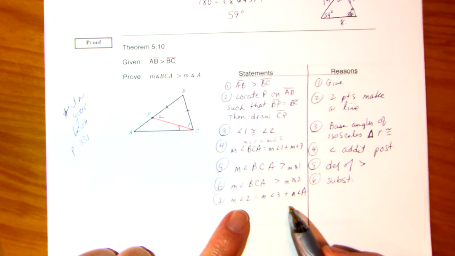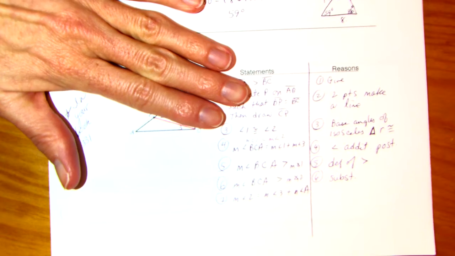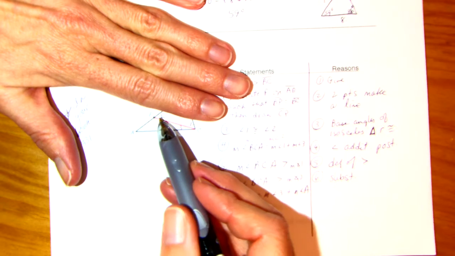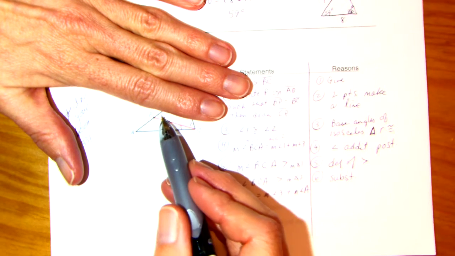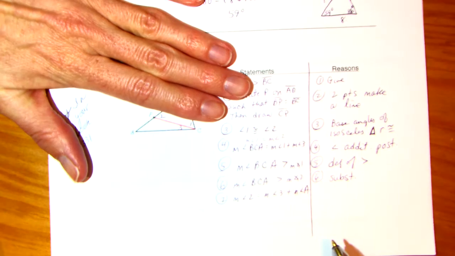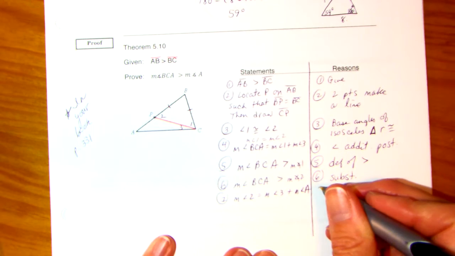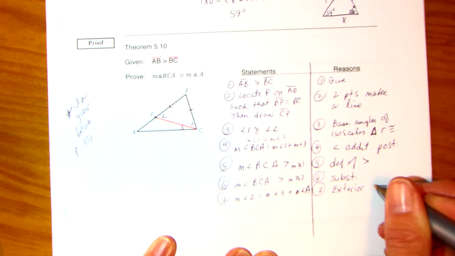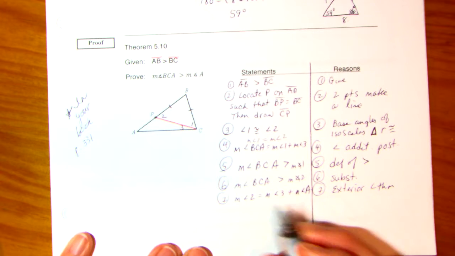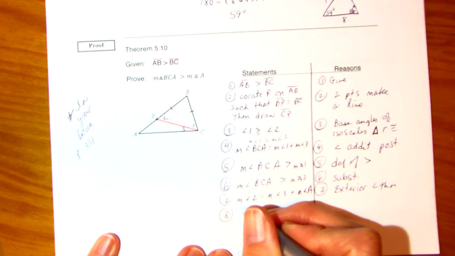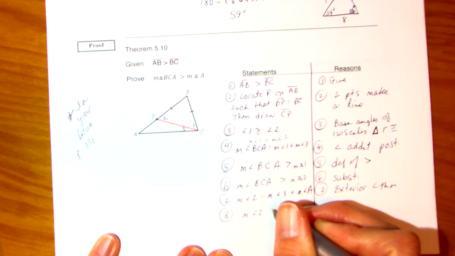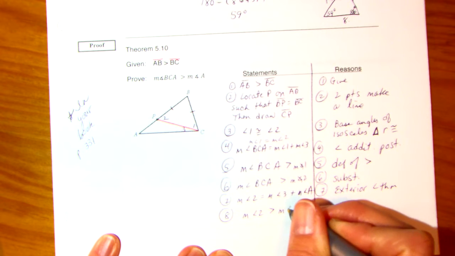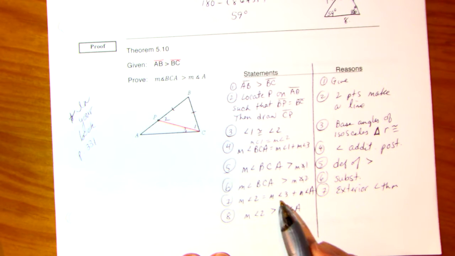Where did that come from? Okay, now if I cover this up, this plus this, if we add them up, is equal to that angle. This is your exterior angle theorem. Remember that? This is pretty nifty. Okay, number 8. Measure of angle 2 is greater than the measure of angle A. How do I know? Angle 2 is equal to these two things added. So measure of angle 2 has to be greater than just one part.